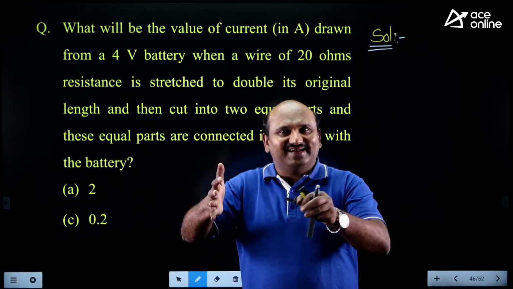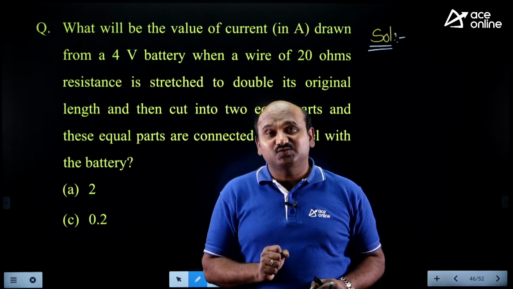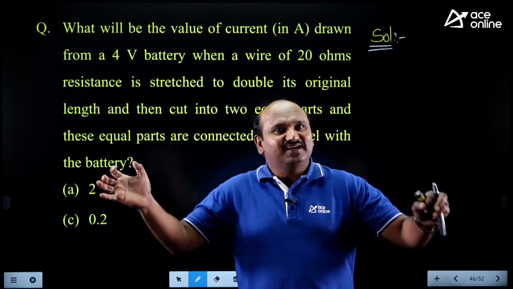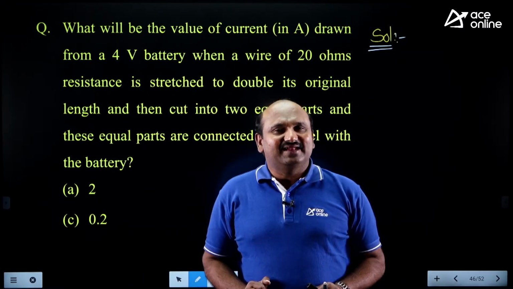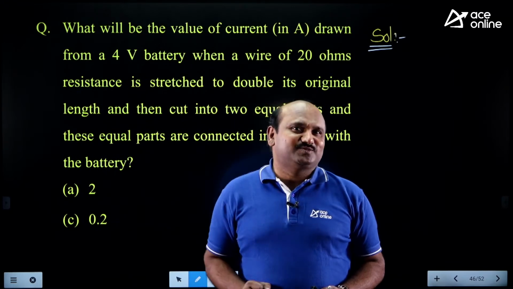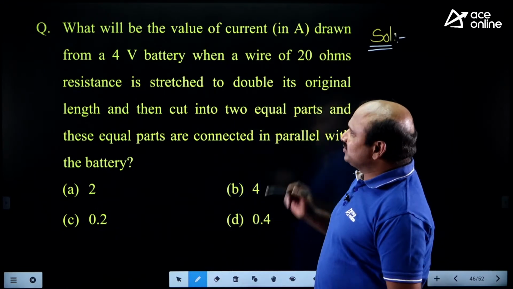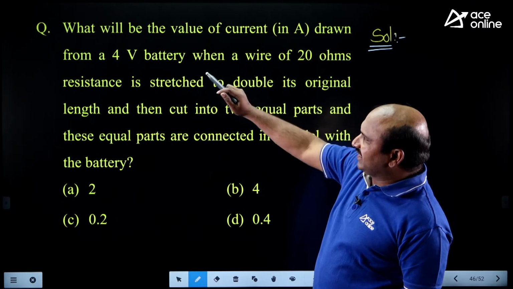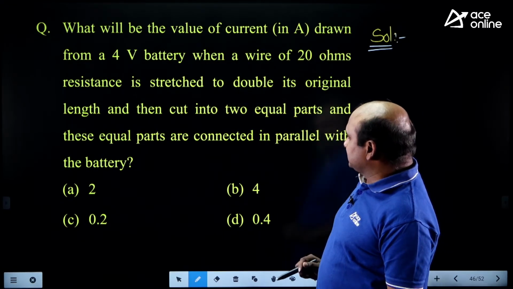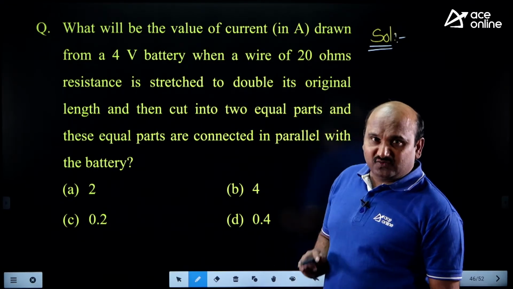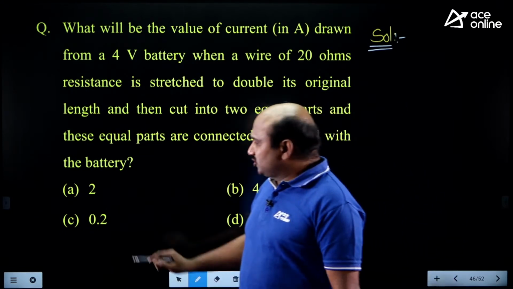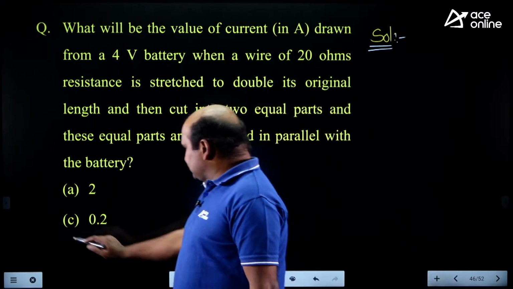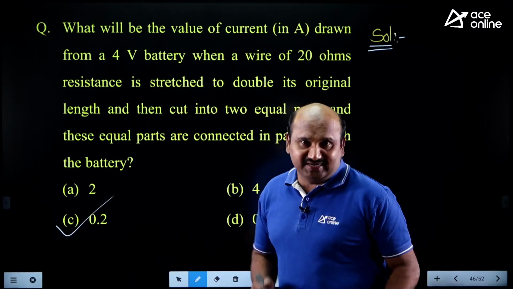That 80 is cut into 2 pieces, and those 2 pieces are connected in parallel. Each piece is 40, so 40 and 40 are connected in parallel. How much is the resultant? 20 ohms. Is it right? The equivalent 20 ohms is connected to a 4 volt battery, so 4 by 20 is the current passing through it. 4 by 20 is 1 by 5, which means 0.2. Option C is the correct one. This is how you can take it.